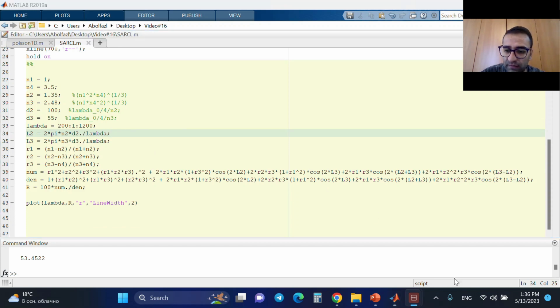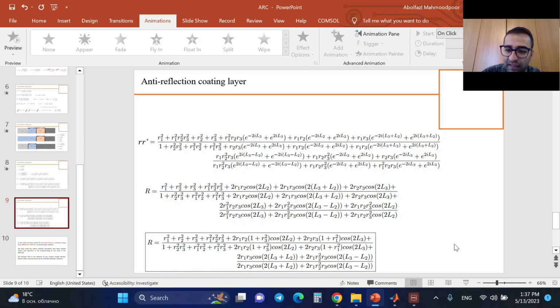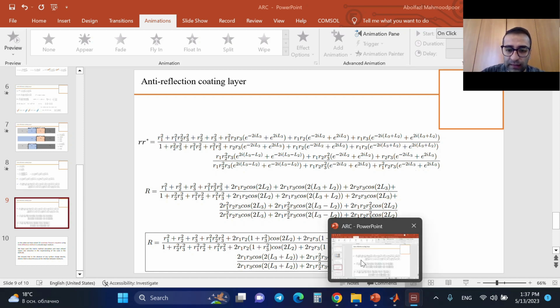And if you look at the equation that we have derived here, you see that this time it is not very easy to find the roots of this equation. Therefore, what you can do is just try to draw it, change the thickness and the refractive index, and see how the reflection changes, and whether we can have any minimum or zero reflection for two thin layers or not.